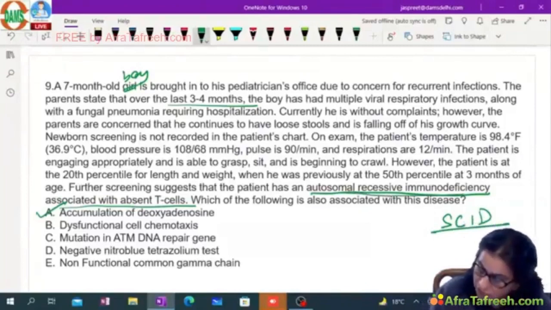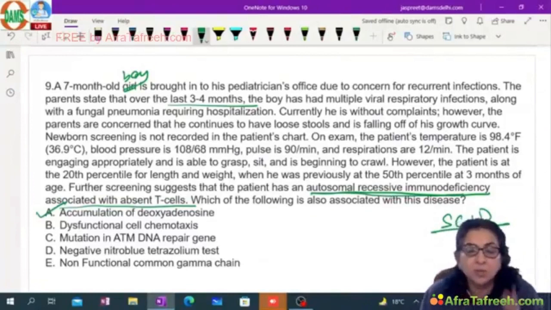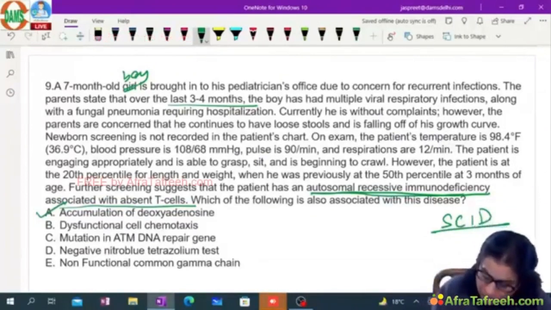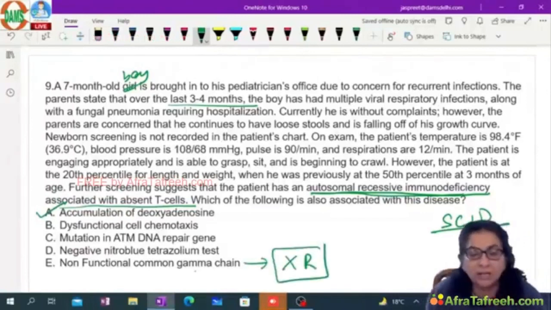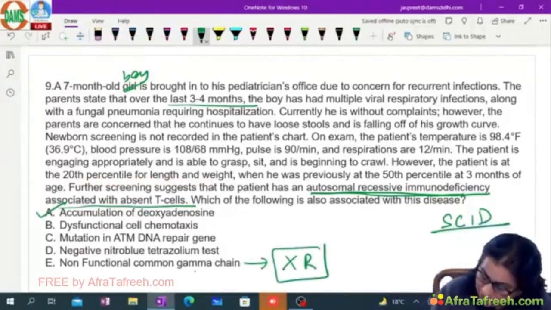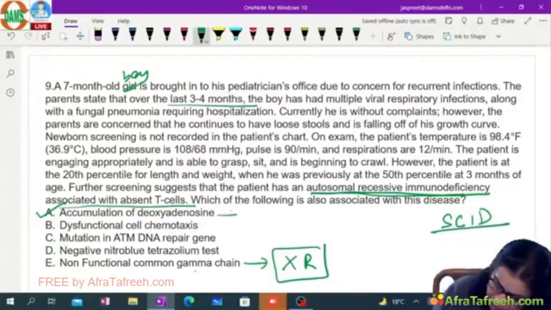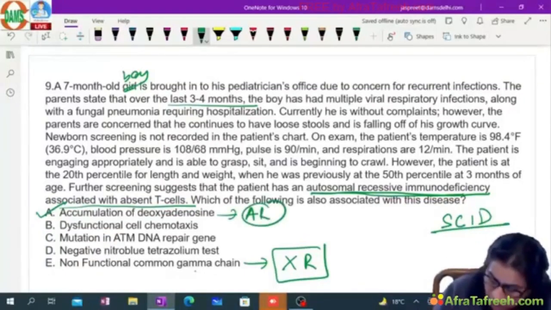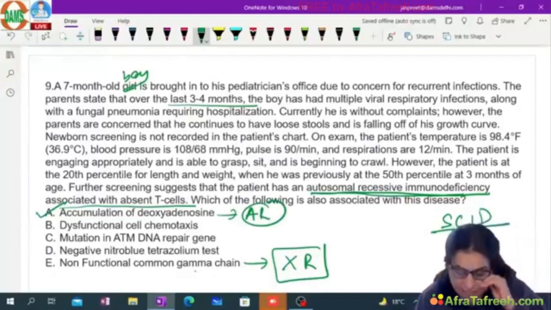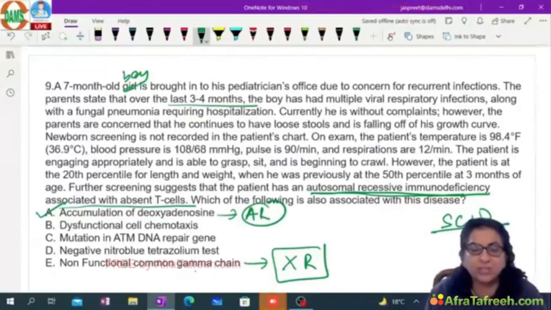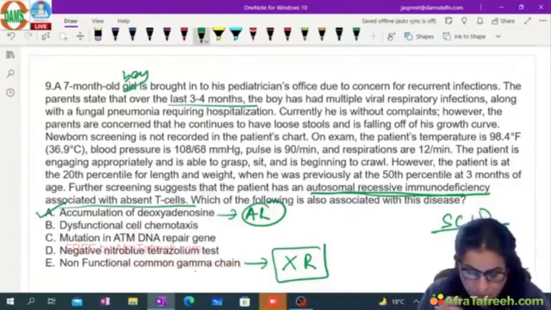But here in the history we are giving you, it's autosomal recessive. The non-functional gamma chain subunit variety of SCID is X-linked recessive and will occur in the male child. Whereas here we have given you the option that it is autosomal recessive. So the autosomal recessive variety of SCID is ADA deficiency. In ADA deficiency, deoxyadenosine will accumulate in the lymphocytes and kill them. Boy is written here just to confuse you. So autosomal recessive disorders occur equally in both males and females.